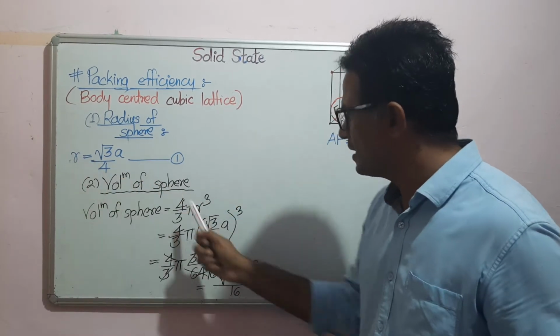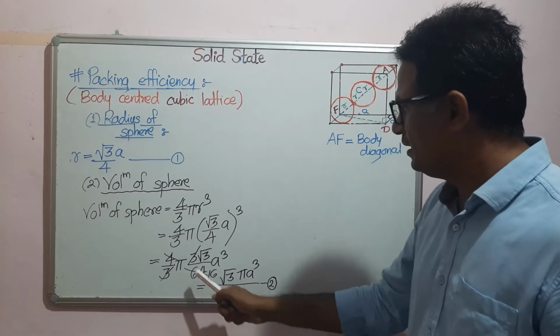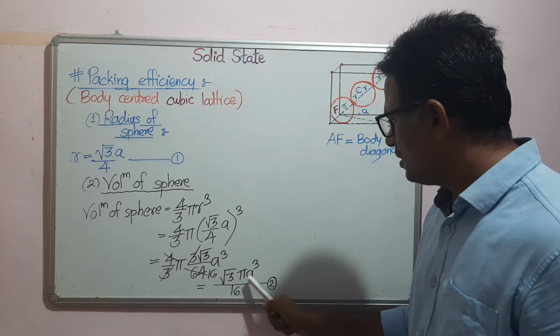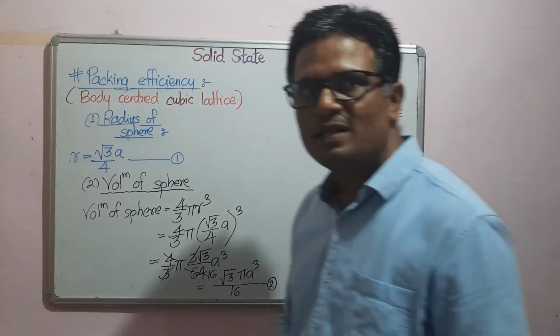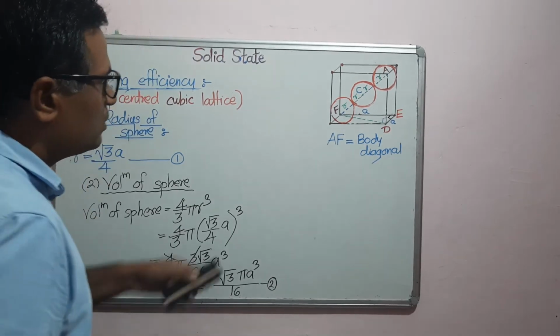I have put the value of r here. So cube of that. So just do the calculation. Finally you get root 3 pi a cube upon 16. So this is step number 2. Okay. Then you have third step.